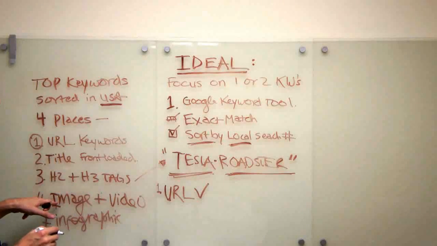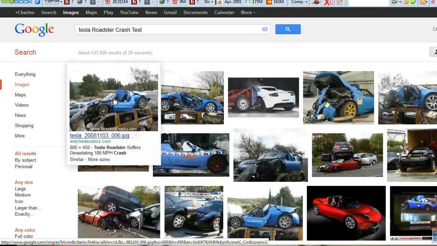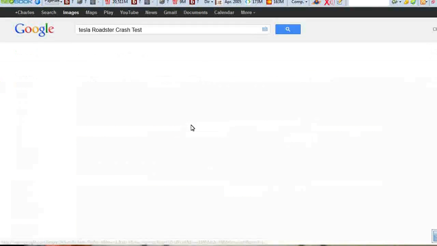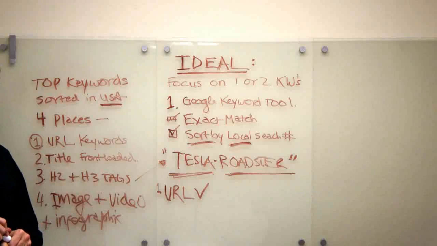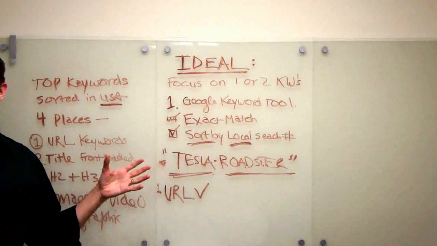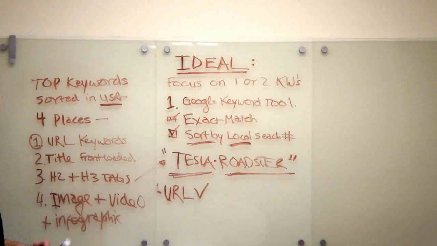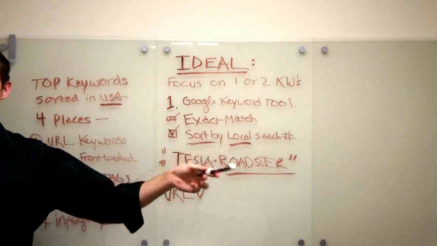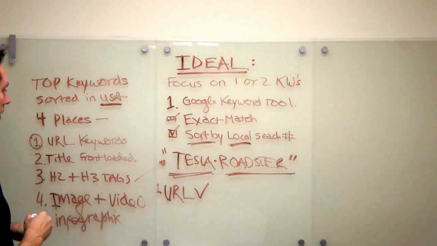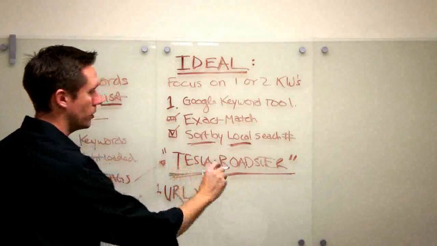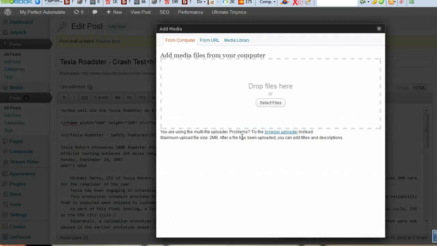Then you want the image ideally labeled Tesla Roadster as well. So you want the keywords in the image, in the video, and in the infographic. How do you label the image? Depending on what it is, if it shows a Tesla Roadster crashing, I would say Tesla Roadster crashing, also front loaded. And if you can, put a caption on it. You want a caption underneath the image saying Tesla Roadster. WordPress lets you do that.